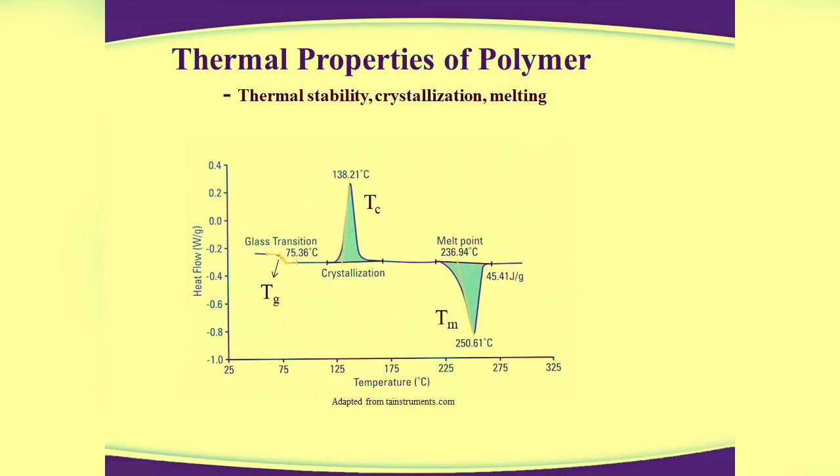The thermal transition temperatures Tg, Tm and Tc depend on chain flexibility, which is related to monomer type and percentage crystallinity. To know more about glass transition and crystallization, please watch our videos on these topics.